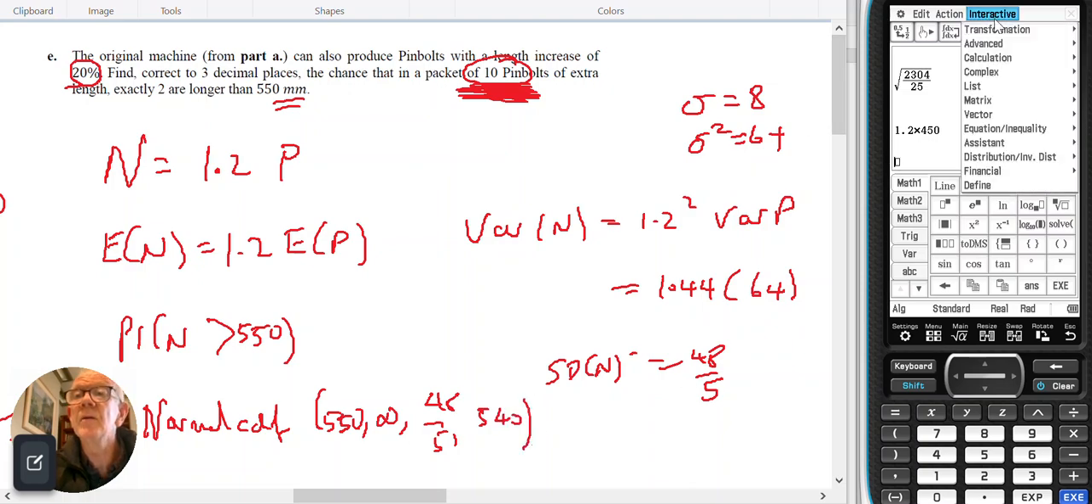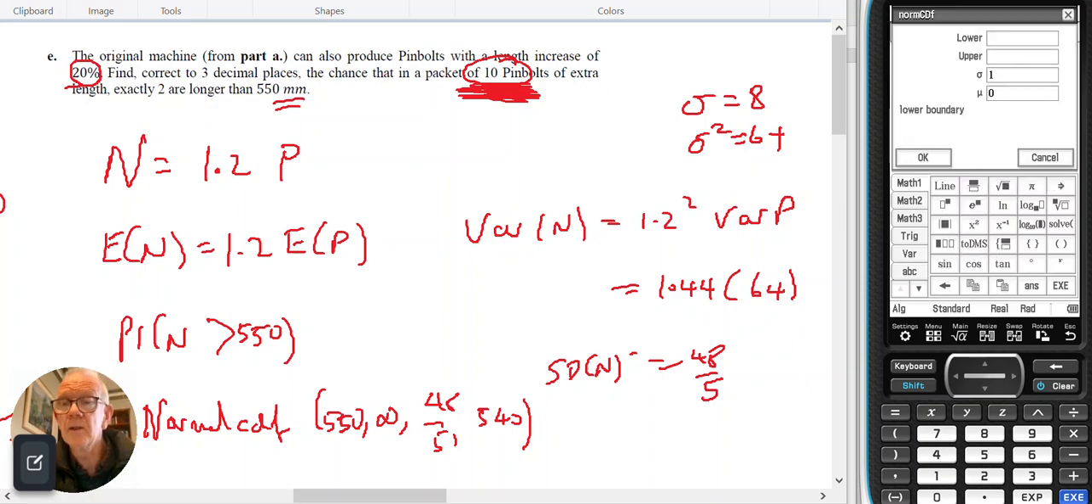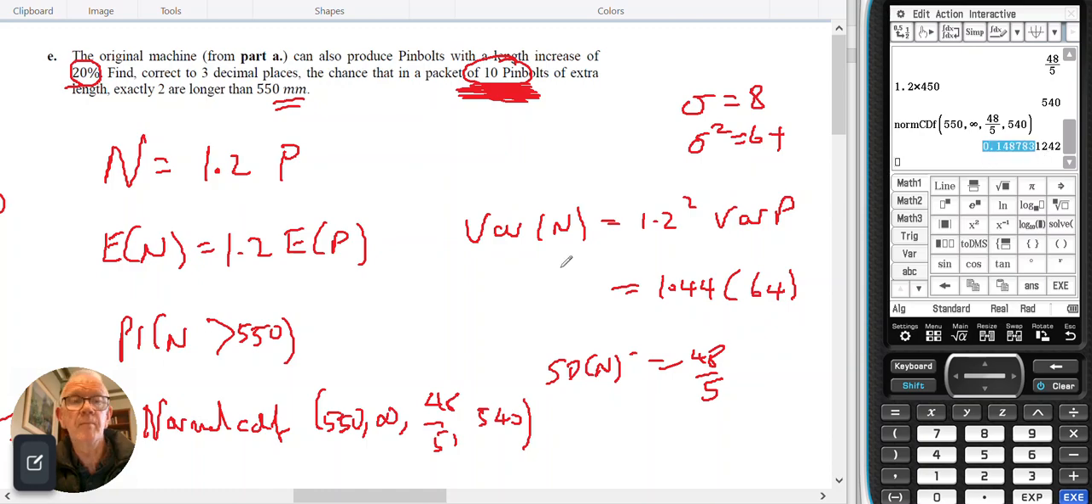So I'm doing interactive, distribution, continuous, CDF. Lower is 550 because I want more than 550. Upper will be infinity. Standard deviation is 9.6. And the mean is 540. And that gives me that value. So that's going to equal 0.1487383.